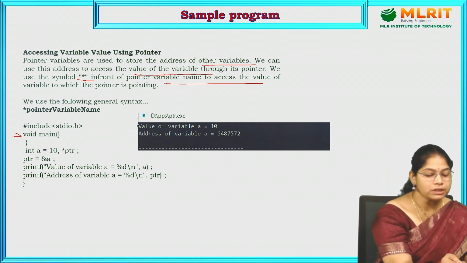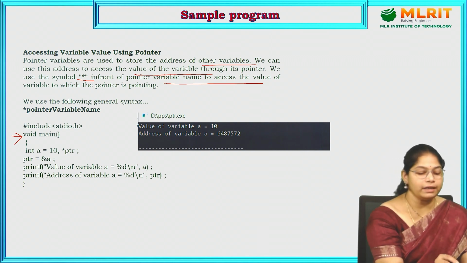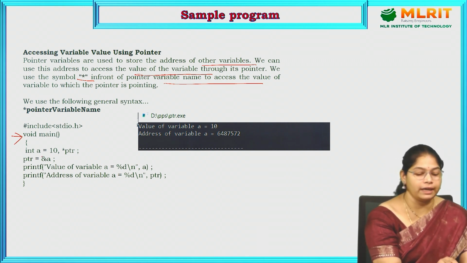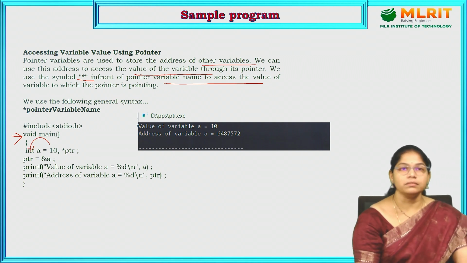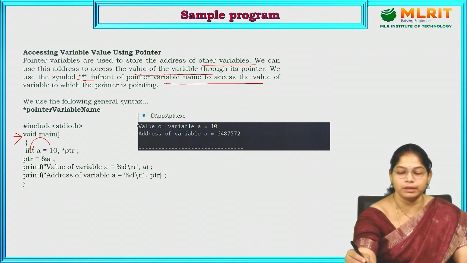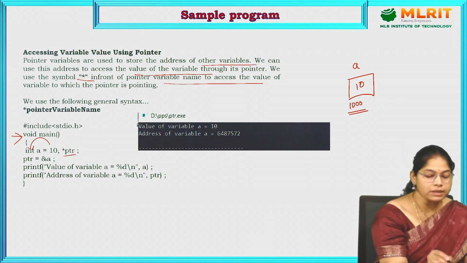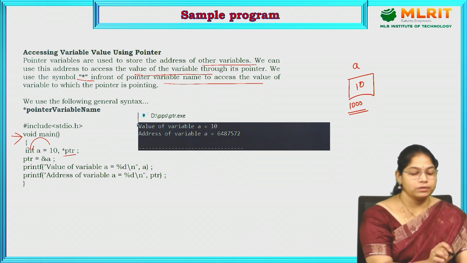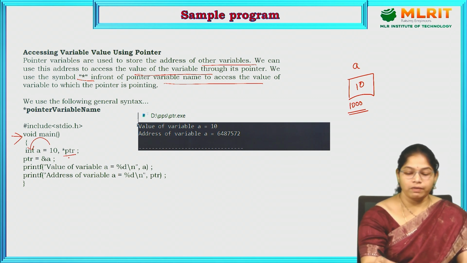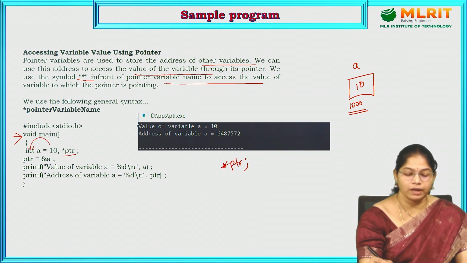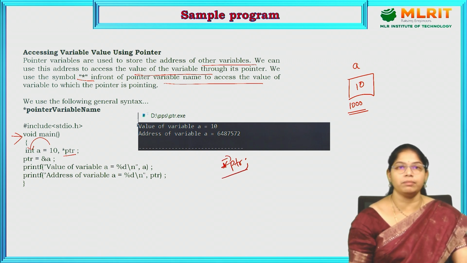So the execution always starts from the main section. Here I declared a normal variable called A, which is storing the value 10 of type integer. If I want to store the address of this variable, let us suppose it is 1000, then the pointer must also be of type int. So int *ptr. When we declare *ptr, we know that the asterisk is the dereference operator. That means this is a pointer variable.